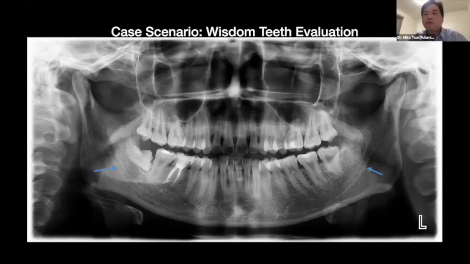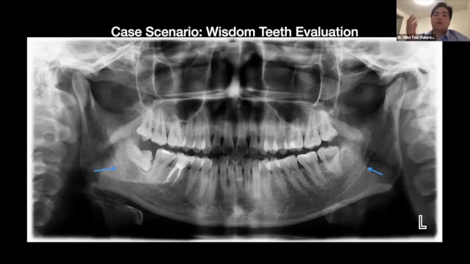Okay, what's that blue arrow right there? That arrow is meant to point out the inferior alveolar canal. Because this is an X-ray, you can't see soft tissue, and nerve is a soft tissue, right? So we're assuming that there is a nerve there, but that is actually the inferior alveolar canal. That's important to know, especially when we're taking out wisdom teeth.